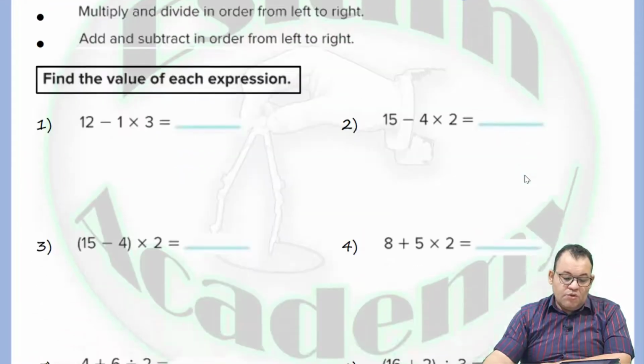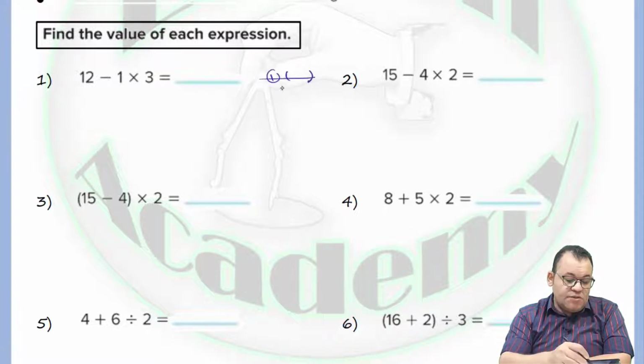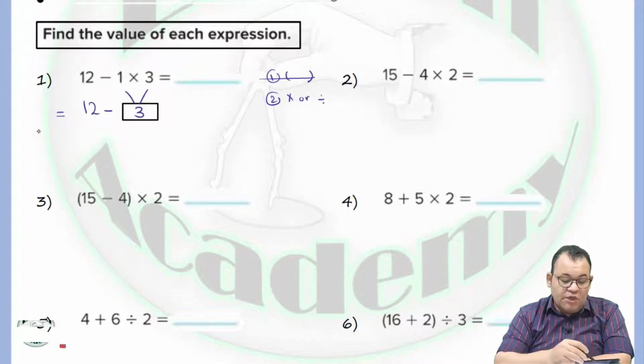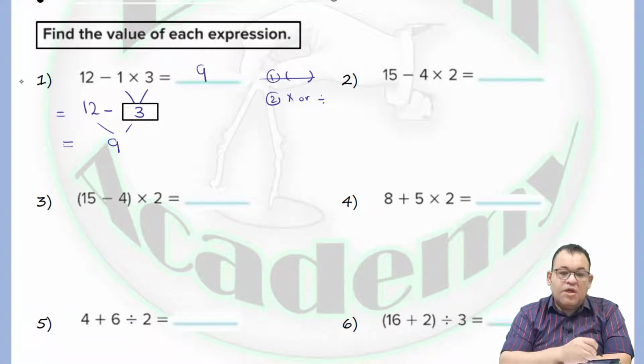So now in question number one, we need to find the value of each expression. We have here 12 minus 1 multiplied by 3. At first, we will solve the parentheses. There is no parentheses. Number two, we need to solve the multiplication or division. You will find that we have a multiplication here, so we need to find the answer of the multiplication. 1 multiplied by 3 equals 3. Rewrite the question without any change, so it will be 12 minus 3. 12 minus 3 now will be equal to 9. So the answer of the question will be 9.